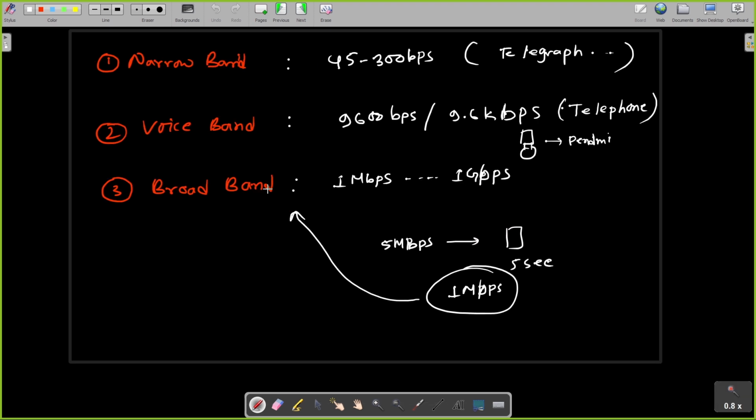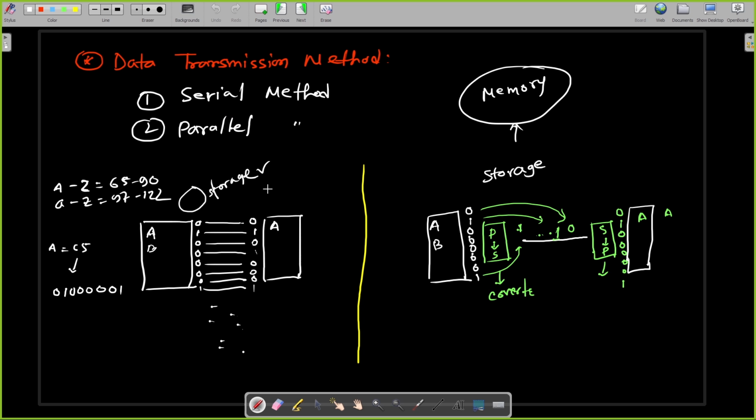Now this is the classification of the data transmission system. There are three kinds by data transmission speed: narrowband, voiceband and broadband, where narrowband is a very slow process, voiceband is medium speed, and broadband is high-speed internet or a high-speed data transmission connection. Finally, the data transmission method has two types: the serial method and the parallel method.